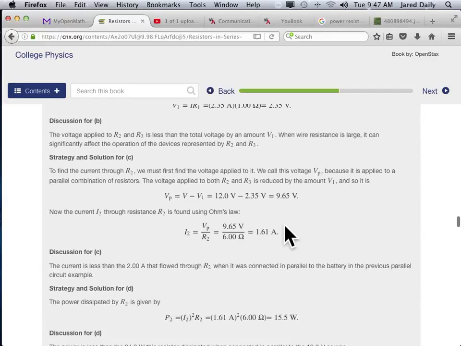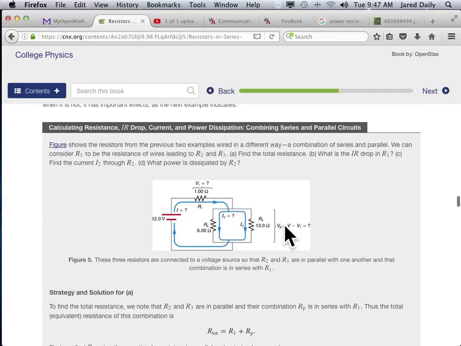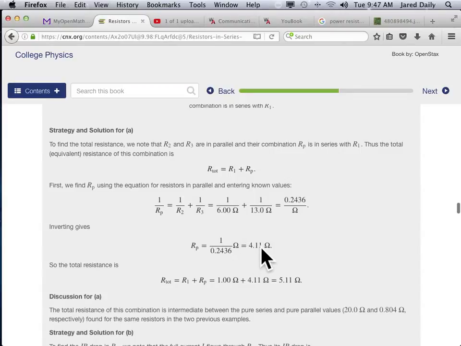Now they don't draw the picture. You should. Just draw a new picture where we have one resistor here and one resistor here, and then it goes right back to the battery. And that one resistor on the right side is going to be 4.11 ohms.